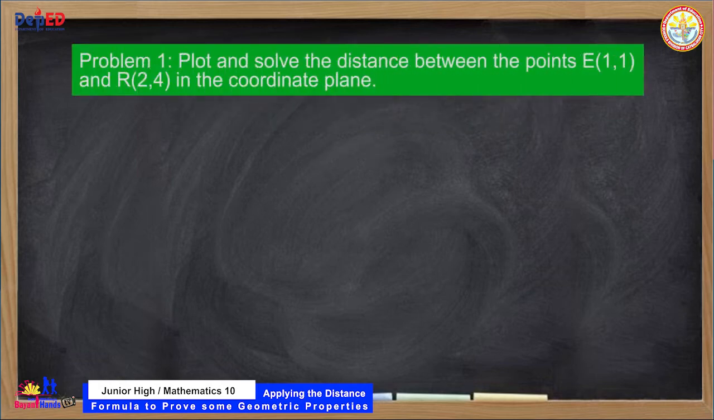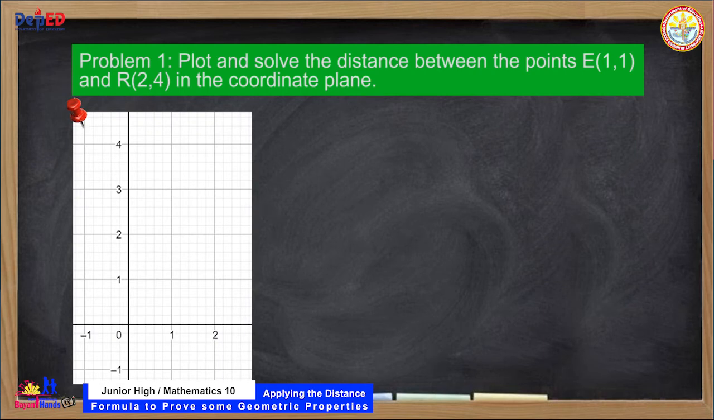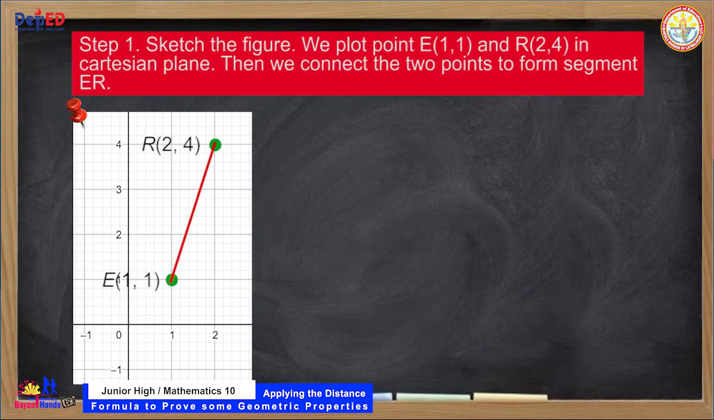Problem 1. Plot and solve the distance between the points E (1, 1) and R (2, 4) in the coordinate plane. Step 1. Sketch the figure. We plot point E (1, 1) and point R (2, 4) in the Cartesian plane. Then we connect the 2 points to form segment ER.